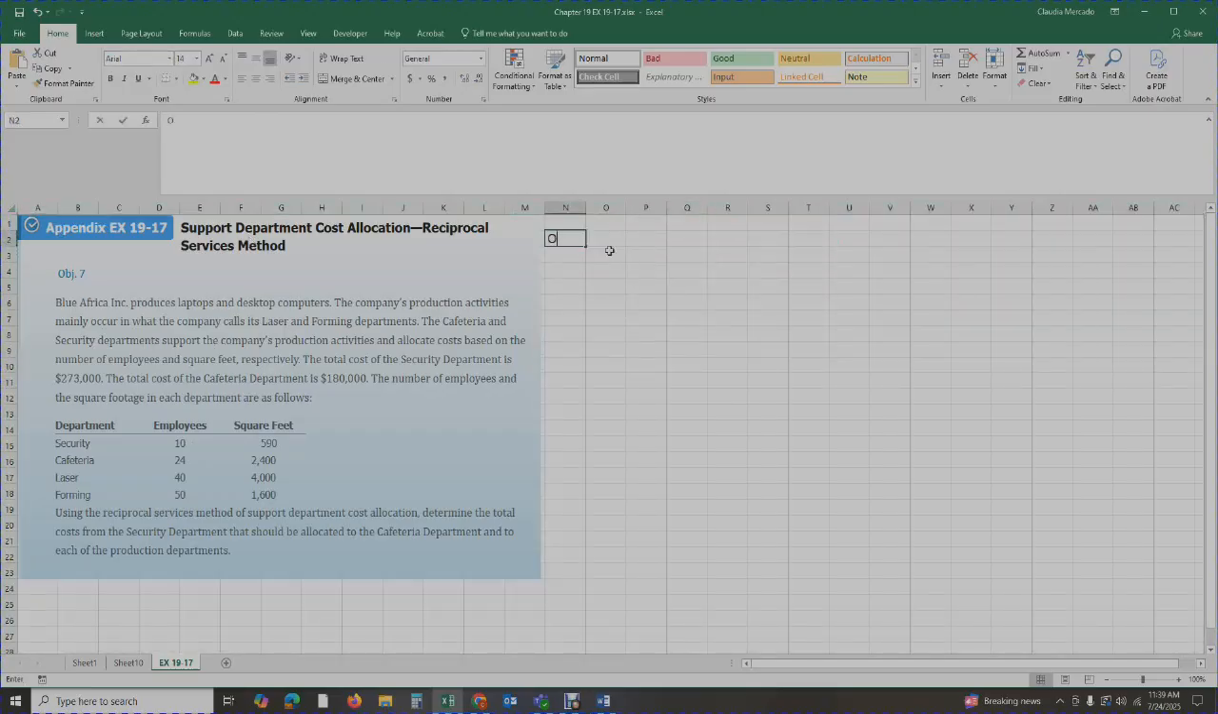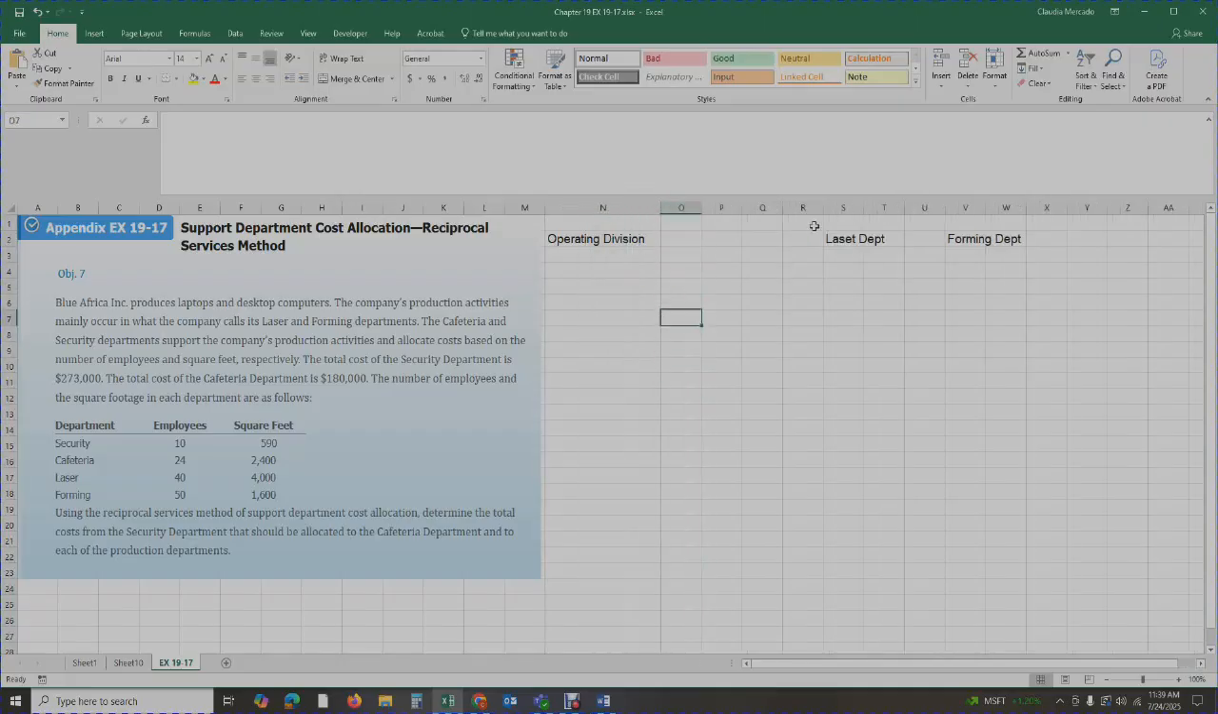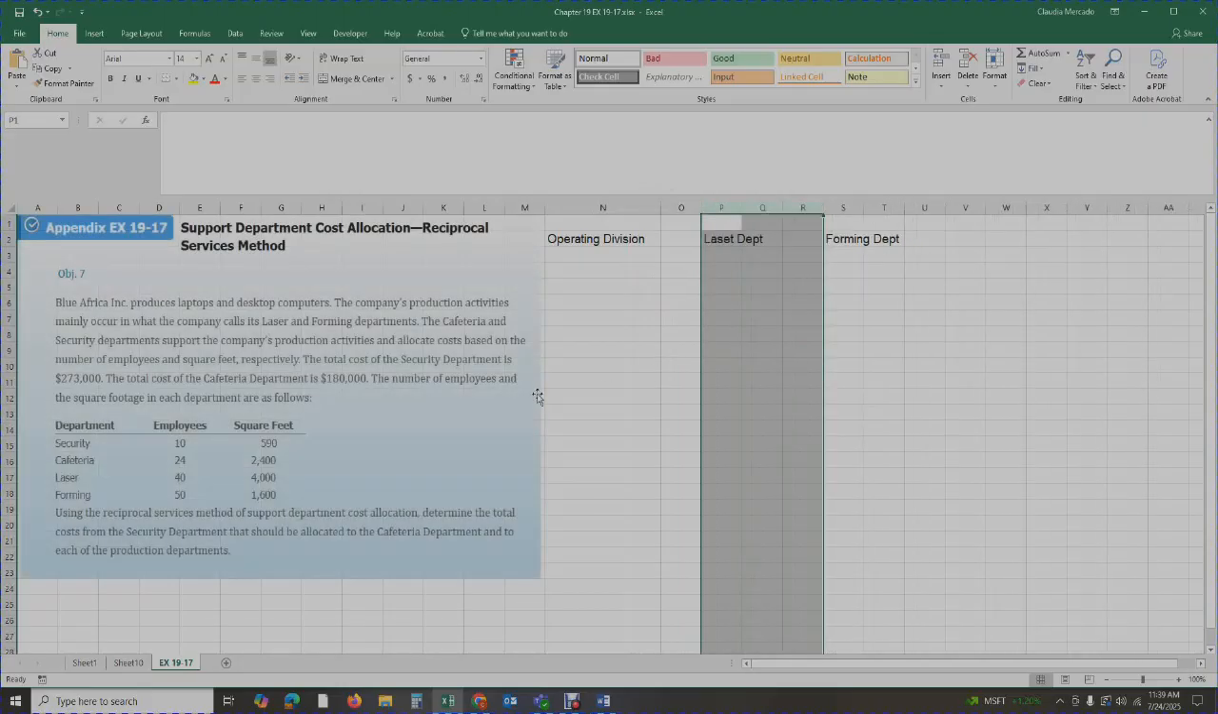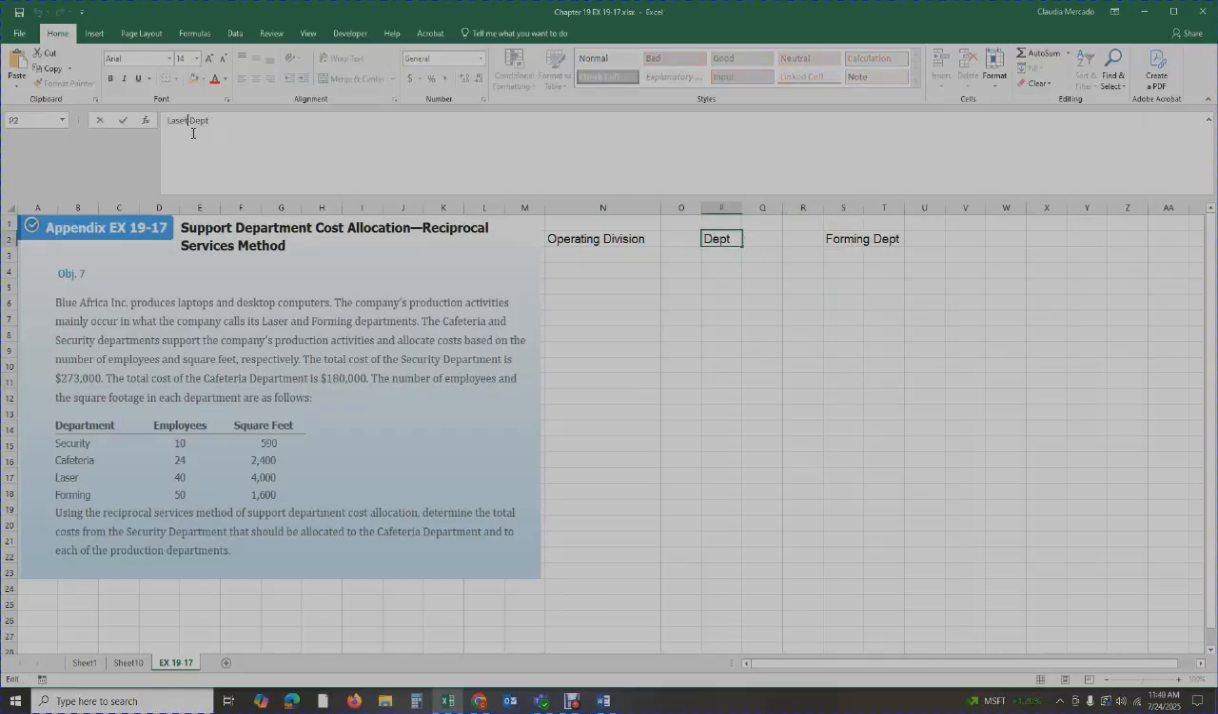So we have the operating division, okay? In the operating division, we have the laser department and we've got the forming department, okay? Now, these are the two departments that actually manufacture the goods, okay? They make the laptops, okay? We've got the laser department and the forming department.